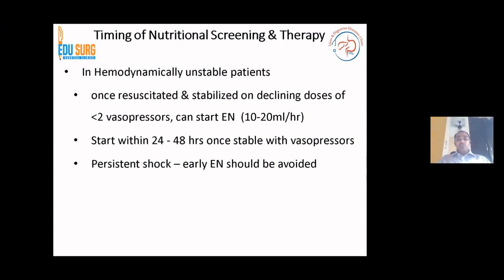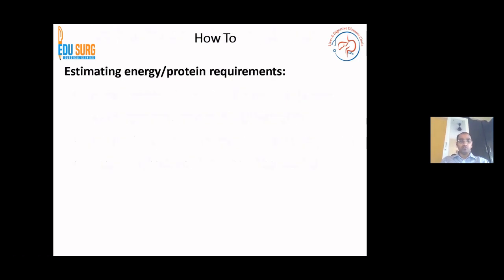So in hemodynamically unstable patients, if the patient is resuscitated well and is stabilized on declining doses of less than 2 vasopressors, you can start enteral feeds post-operatively. If the patient is on vasopressors, then even you can start within 24 to 48 hours. And if the patient is in persistent shock, that is the only time when early enteral nutrition should be avoided. That is because in persistent shock, especially septic shock, the gut blood supply would not be adequate, and that would lead to complications like ileus and bloating and subacute obstructions. So in these patients, early enteral nutrition should be avoided if possible.